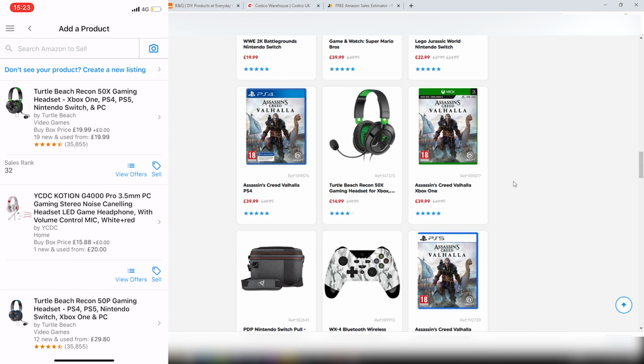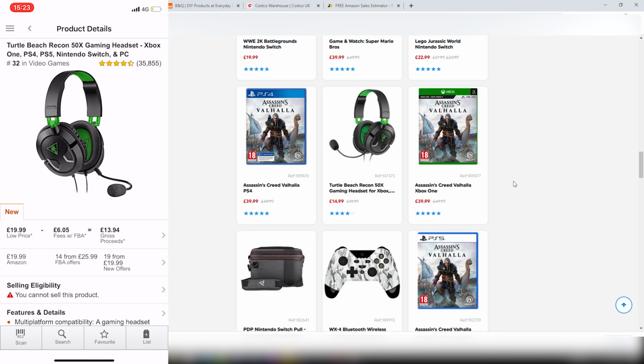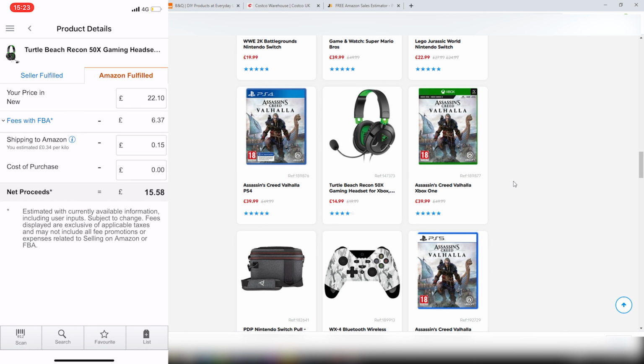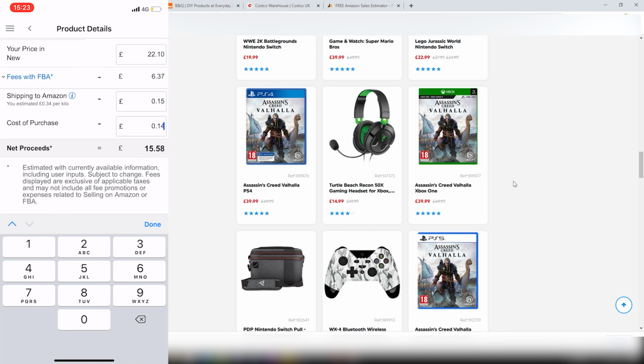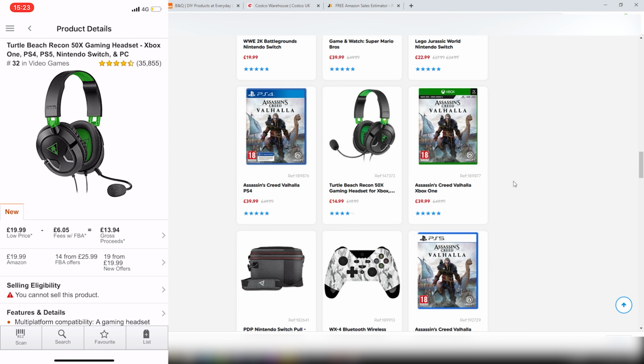So if you look here, this has a sales rank of 32, so it's incredibly popular in video games. It's got over 35,000 reviews. However, unfortunately, the market is fully saturated with other sellers, including Amazon. So again, this isn't a product which I'd recommend you look to purchase. But just to show you, obviously, you'd be making 59 pence, but you'd likely get pushed out of the market as prices went down.